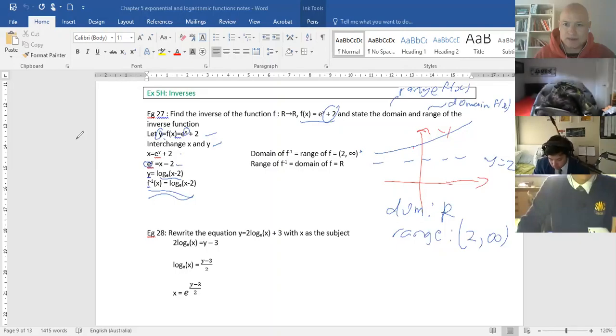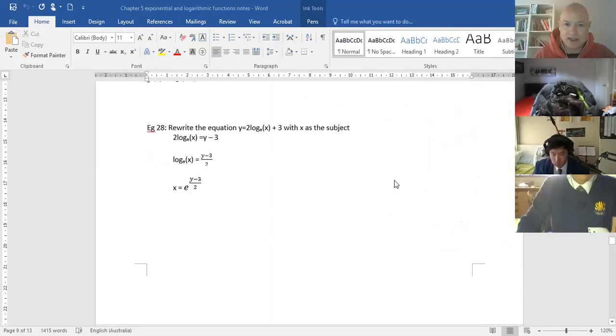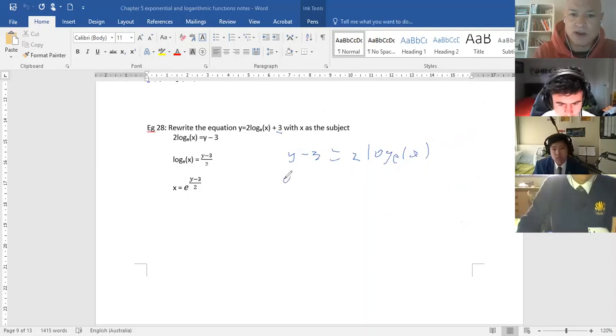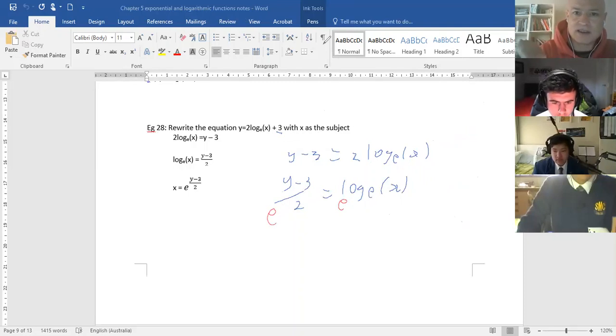Let me clear this one. Example 28, rewrite the equation with x as the subject. So we're just rearranging things to make x the subject. The first thing we should do is get rid of the positive 3. So we get y minus 3 equals 2 log e of x. Divide by the 2. So y minus 3 divided by 2 equals log e of x. And the only way to get rid of the log e is to do e to the power. So we get x equals e to the power of y minus 3 divided by 2, which is what I've got.